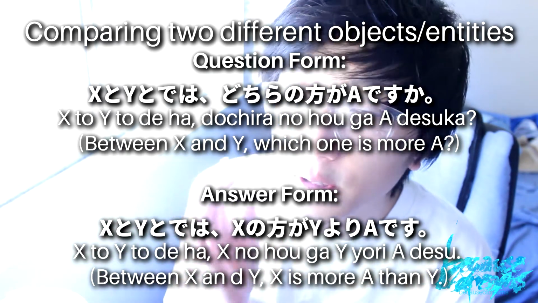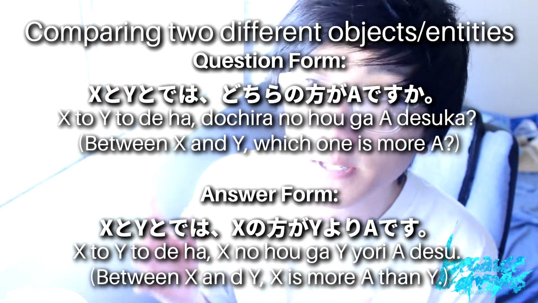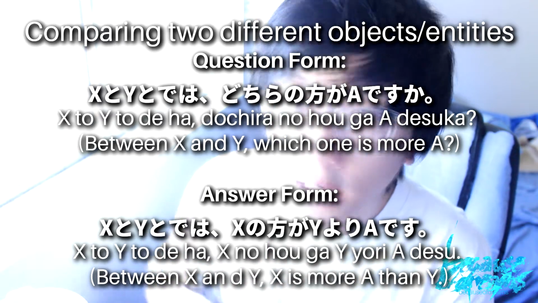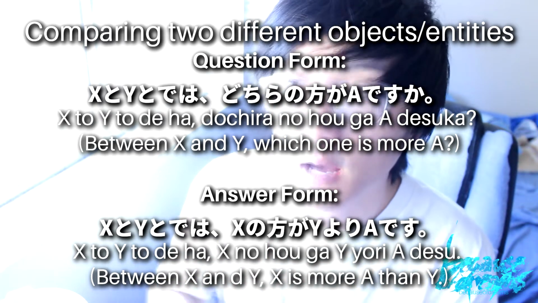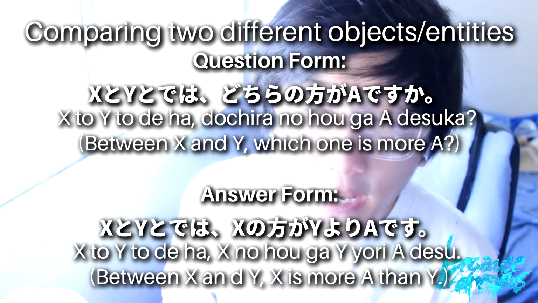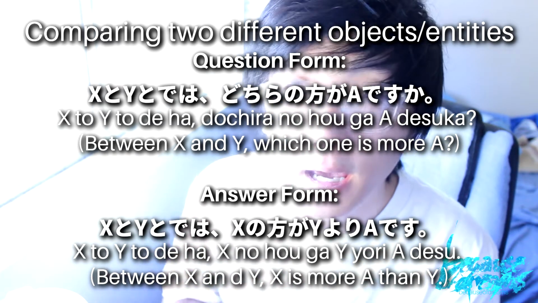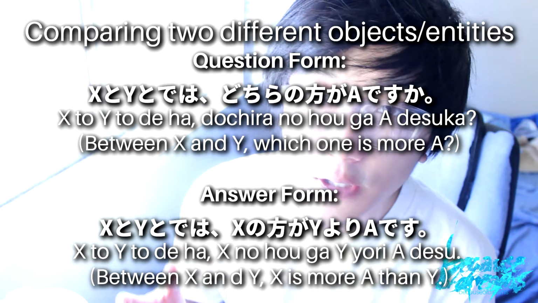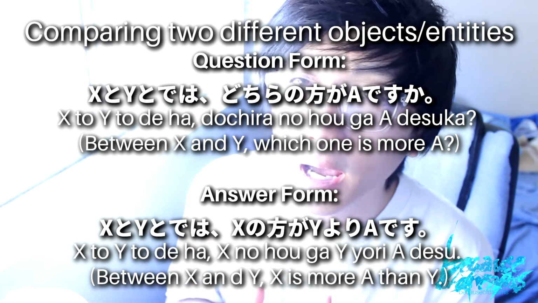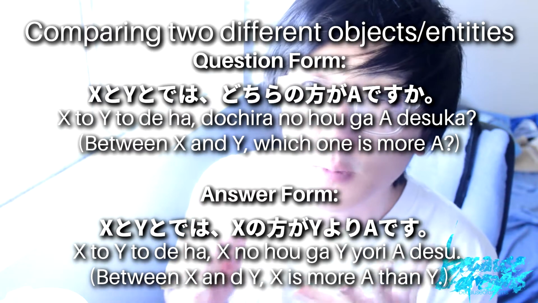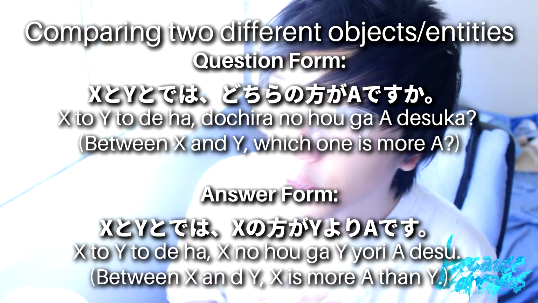So if we're going to answer this question now, we're going to use some of the same format, but the answer is going to be a bit different. It's going to be X to Y to de wa Xの方が YよりAです. So what we asked earlier was between X and Y, which one is more A? And what I just said right now in the answer is that between X and Y, X is more A than Y.